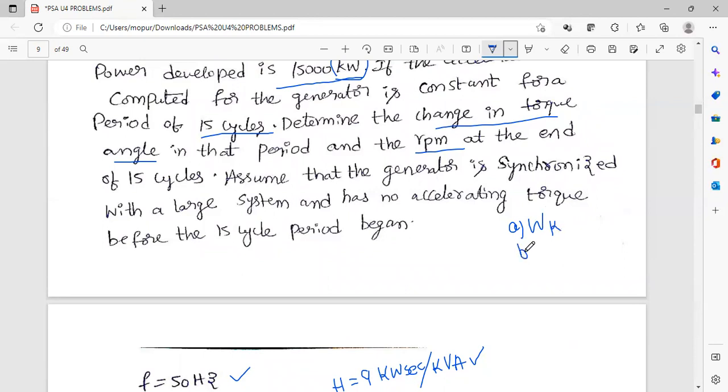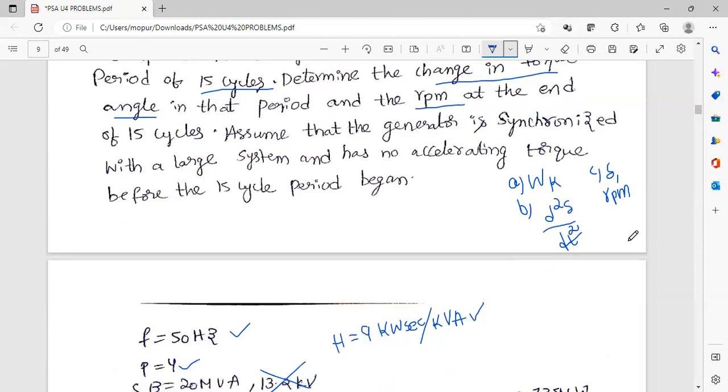In the second subdivision, they had asked us to find acceleration, which is d square del by dt square. And in the third subdivision, they had asked us to find power angle or torque angle, both are same, del, and speed in RPM. So now we had calculated d square del by dt square in radians per second.